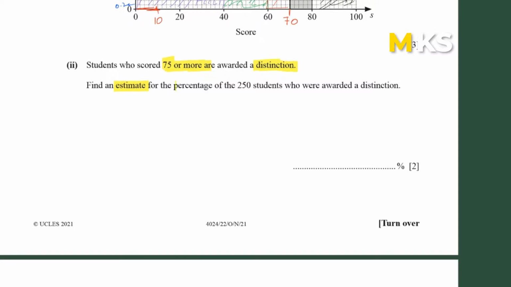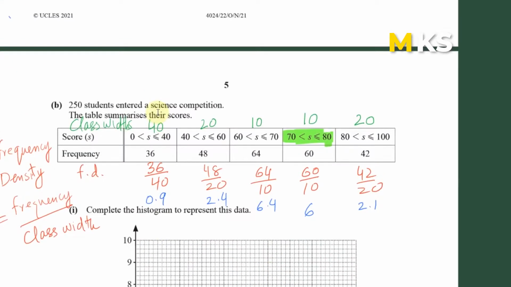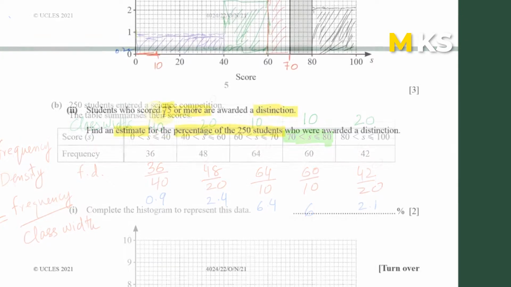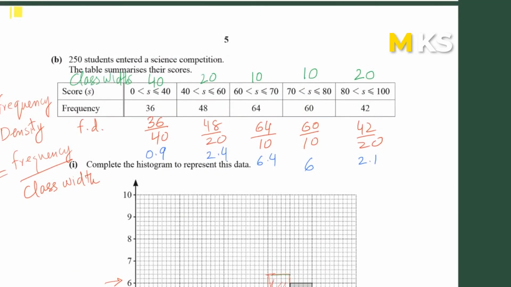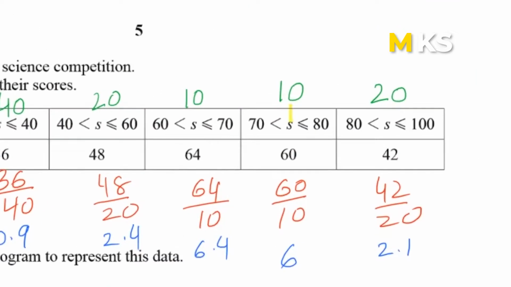We have to find the percentage of 250 students. This is data about 250 students, some of whom were awarded distinction. Distinction was given to those who scored 75 or more. Distinction is awarded to the students who have got 75 or more. We don't know exactly how many got 75 or more. This class represents the students who have achieved a score between 70 and 80. 75 lies at the middle of 70 to 80.